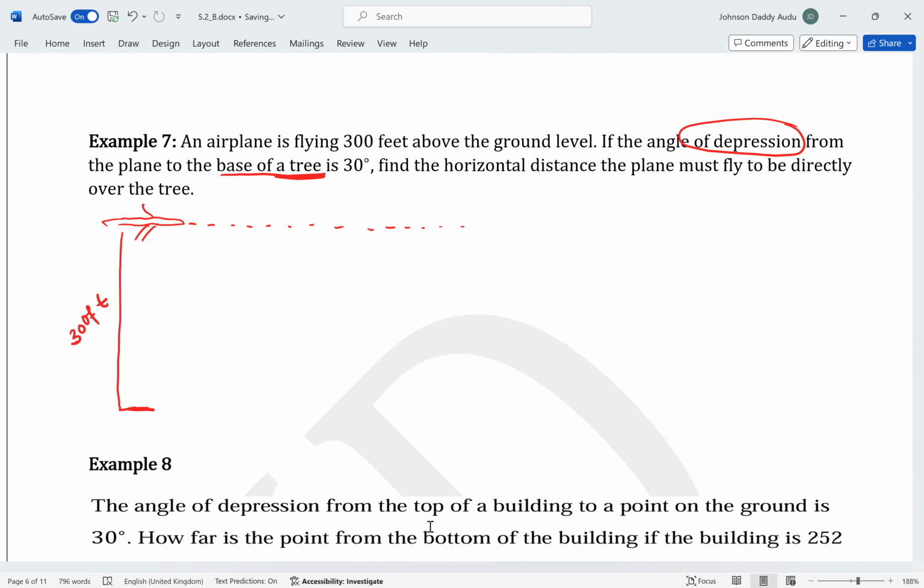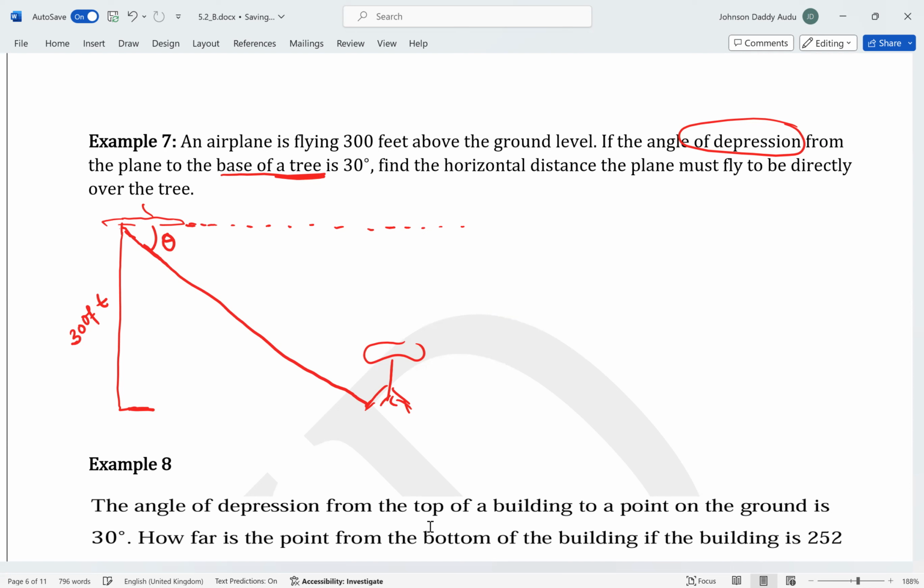So it means this is the tree. Let's assume that this is the tree, and this is the roots. So here, it means you're going to have an angle of depression to the base of the tree. You'll be looking down to the base of the tree. Here you can see the angle of depression is this one. This is our theta, because it is formed between the line of sight and the terminal side. So it is not this one. Alpha is not the angle of depression, right? So take note of that.